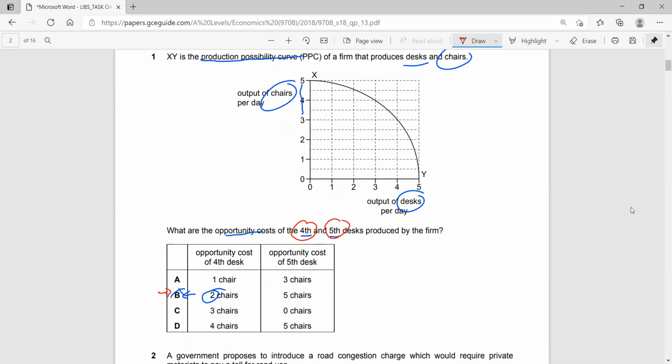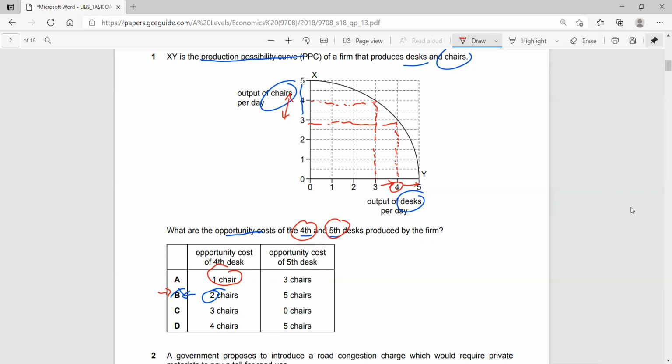So if you look at the fourth desk, that is just the opportunity cost of going from 3 to 4, so producing the fourth desk. So what would that be? At 3 desks, you were producing 4 chairs. And when you increase the desk and you go to the fourth desk, you are now producing 3 chairs. So the opportunity cost is simply 1 chair because increasing output of that desk decreased output by 1 chair. So that automatically gives you A anyways, but let's look at the fifth desk.